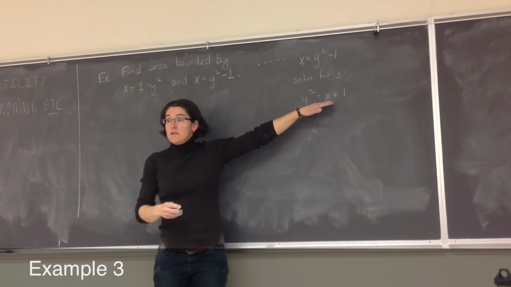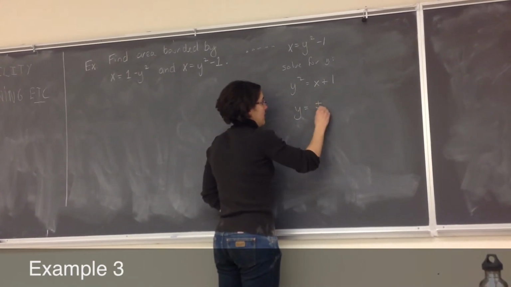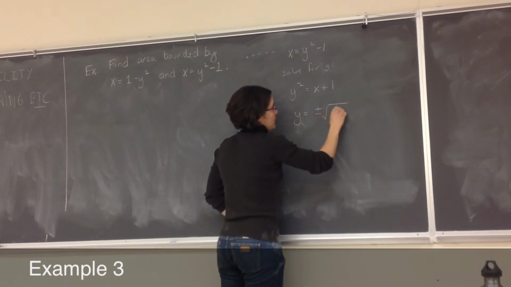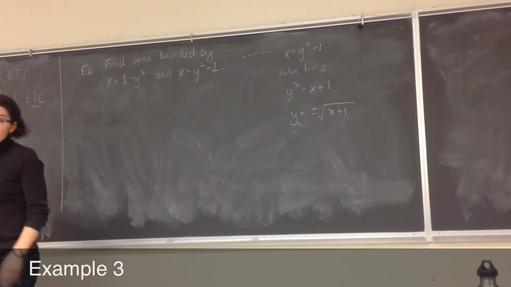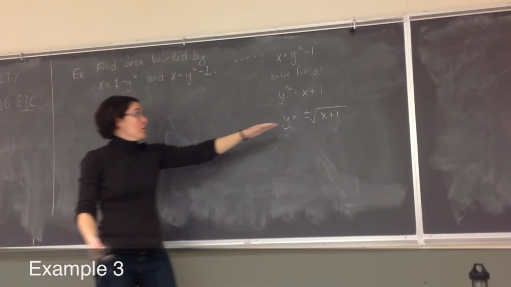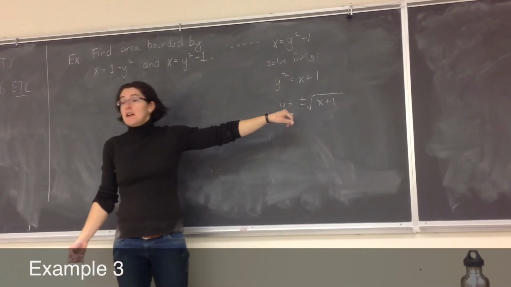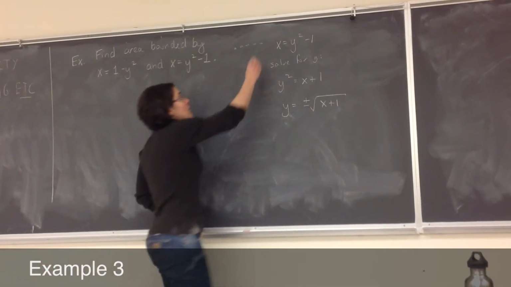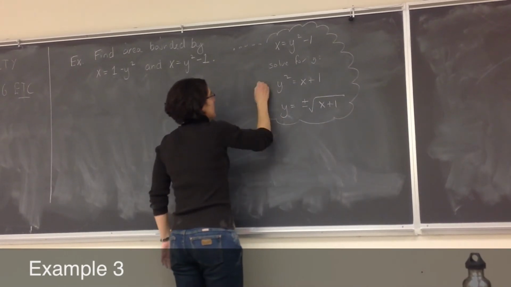And when I take my square root and solve for y, I have plus or minus the square root of x plus 1. And so I actually now would need to graph both y equals the positive square root of x plus 1 and y equals the negative square root of x plus 1. So I'm showing you this as an option, but this is not what I would recommend.